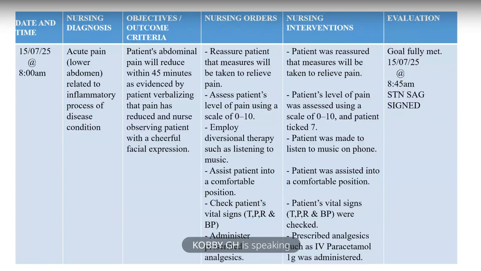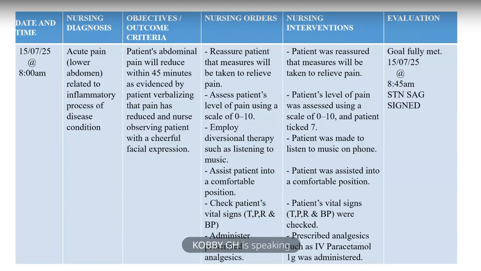You see that formally in a case study, do you know how you write it? You write: patient's abdominal pain will reduce within 45 minutes, as evidenced by; then you put a semicolon, then you write A, patient verbalizing that pain has reduced, then B, nurse observing patient. In a care plan, you can combine it. In licensing exams care plan, you can combine it as one. Fine. If you also write it the way you write a case study, it's not wrong.